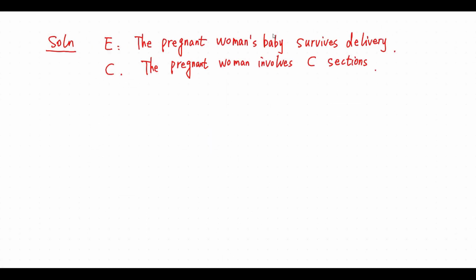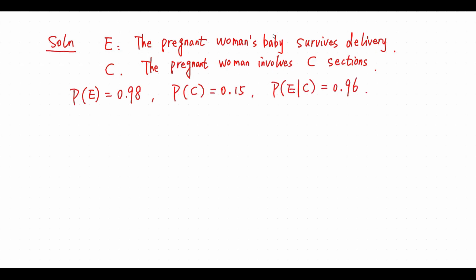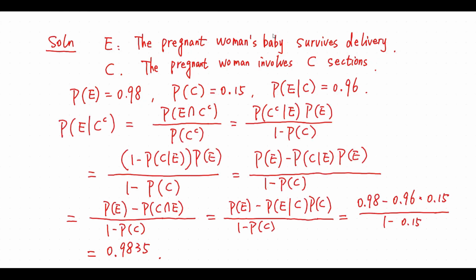Solution. Let E be the event that the pregnant woman's baby survives delivery. Let C be the event that the pregnant woman has a C-section. Now, we have those probabilities. Then, if the pregnant woman does not have a C-section, the probability that her baby survives is given by this value.